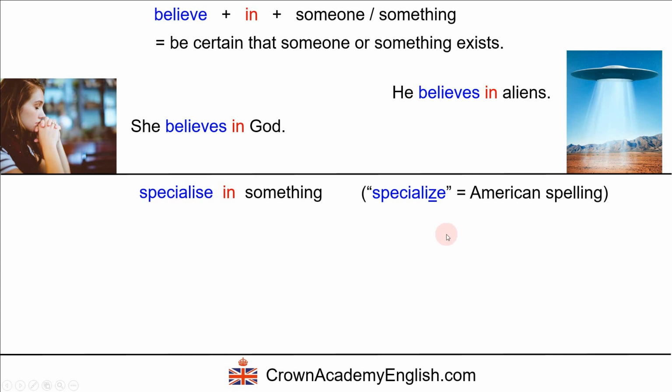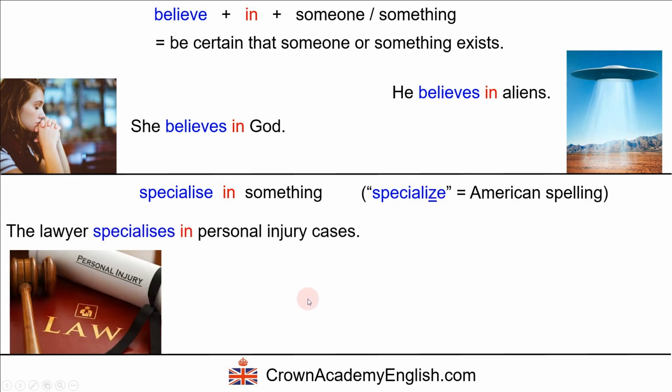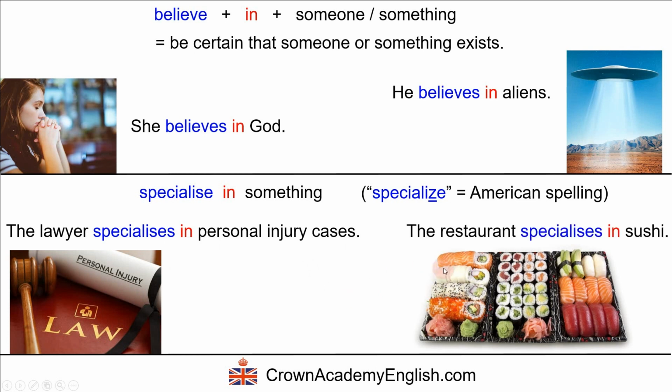And again, be careful. The American spelling has a letter Z in the middle, at the end. So a very common example, the lawyer specializes in personal injury cases. Okay, and we could have another example. Another lawyer specializes in divorce cases. Okay, so specialize in something. The restaurant specializes in sushi. Okay, so the restaurant specializes in a particular type of food. In this case, it's sushi.